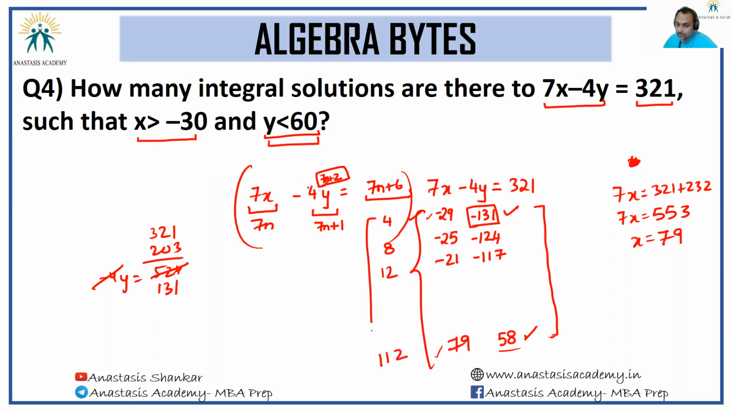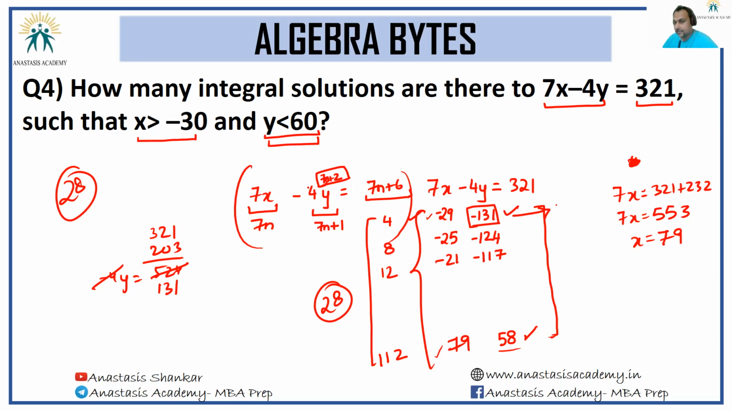112. How many numbers do we have here? In this table? This is simply a table of 4 now. There are 28 such numbers. So how many integral solutions are there? 28 solutions. You can also go ahead and check it for y's.